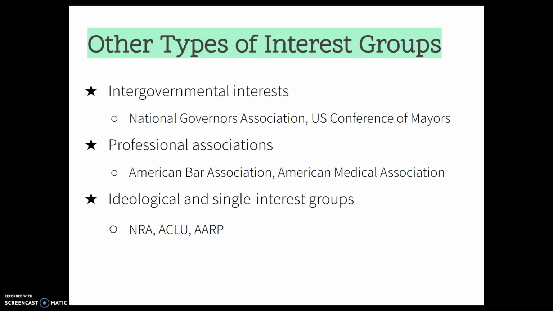So ideological groups pursue either liberal or conservative interests or agendas, like the ACLJ. And then single interest groups are appealing to interests and beliefs on a single cause, like the NRA, the National Rifle Association, or the AARP, the American Association of Retired Persons, or the ACLU, the American Civil Liberties Union, looking to protect and preserve our civil liberties.